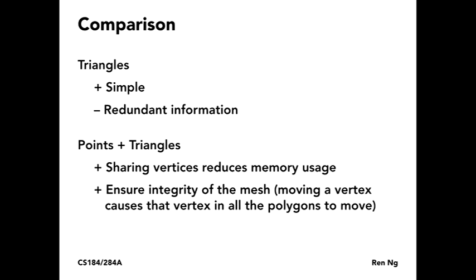In the point and triangle index case, there are shared vertices, which will reduce memory usage. And another nice property is that it will ensure the integrity of the mesh in a certain sense. If you move one vertex, as a thought experiment, on a watertight mesh, it will stay a watertight mesh, right? Because obviously all the triangles that point to it are connected to it through a pointer.